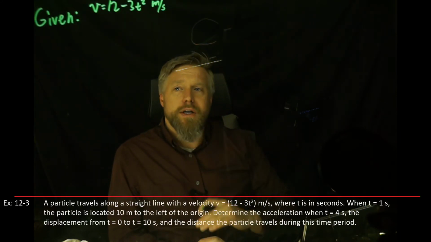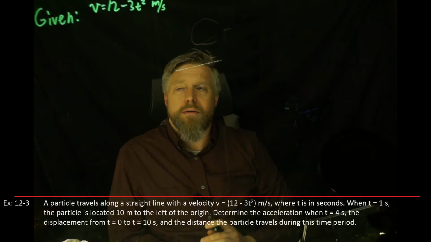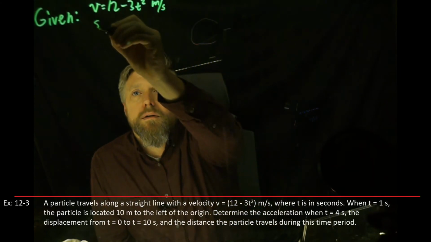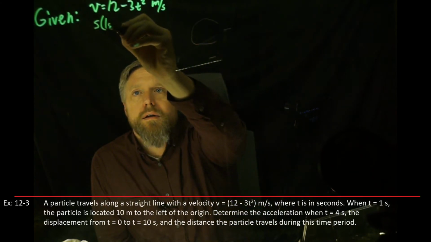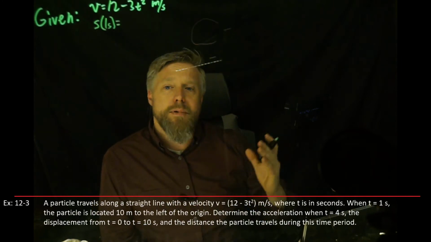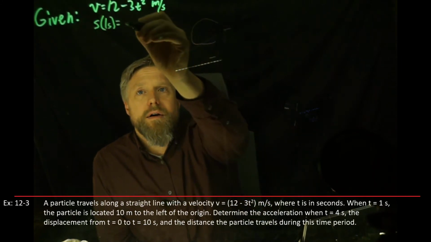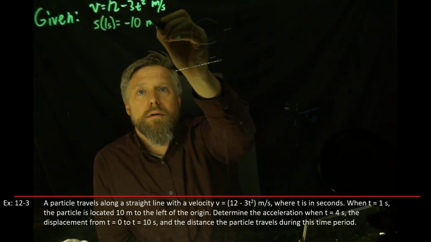I'm going to do two things with this given. The first is I'm just going to write it down. The position at t equals 1 second is going to be equal to 10 meters to the left of the origin. I'm going to call that negative 10 meters.